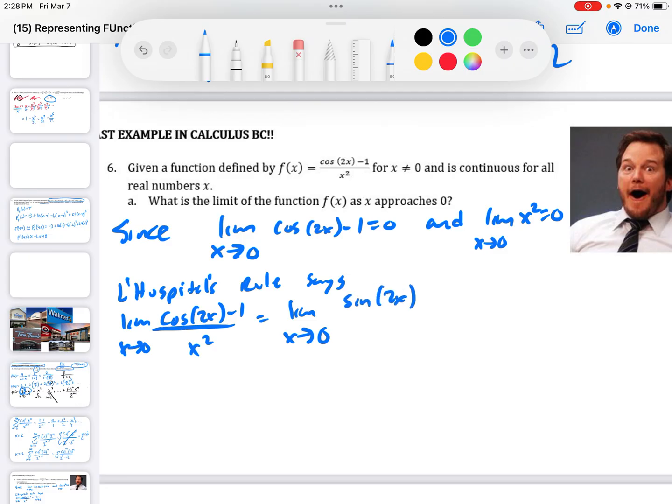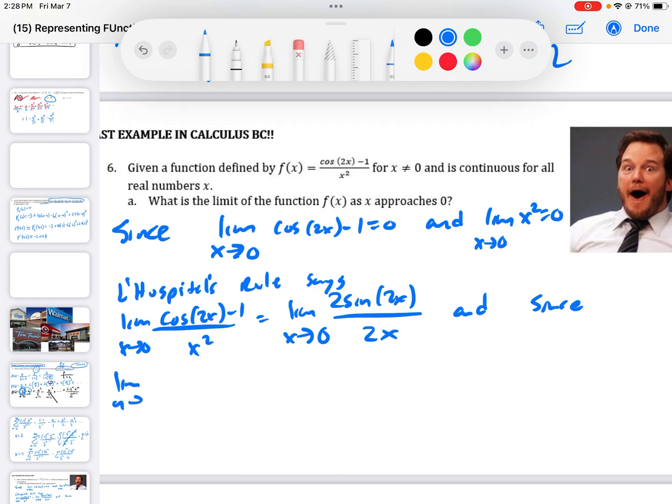So the derivative of cosine is sine 2x times 2, times a chain of 2x. But then I realized if I plug in 0, sine of 0 is 0, and 2 times 0 is 0. So now I have another problem. So I'm going to say L'Hopital's rule again.